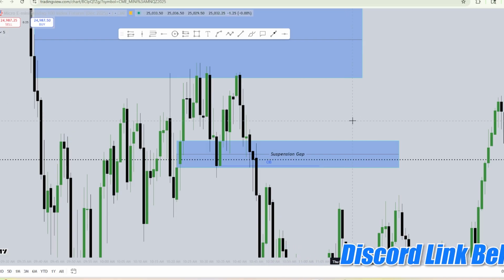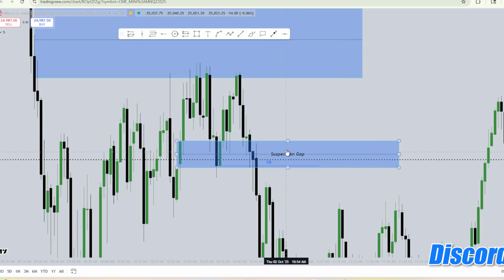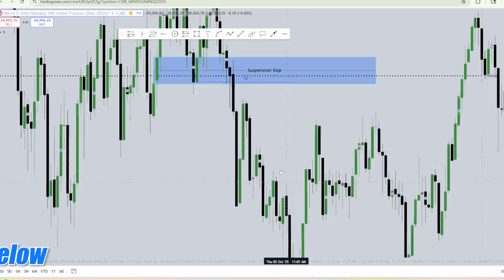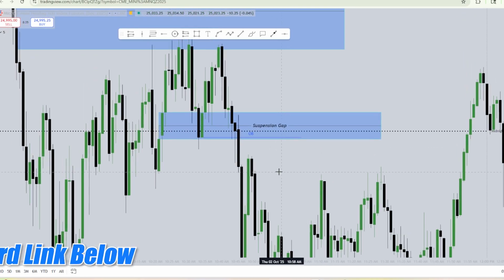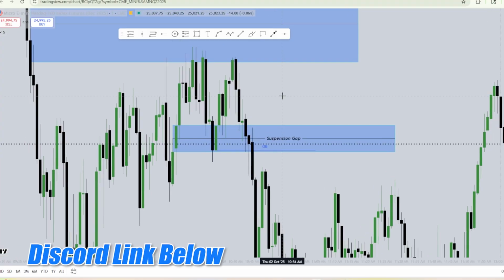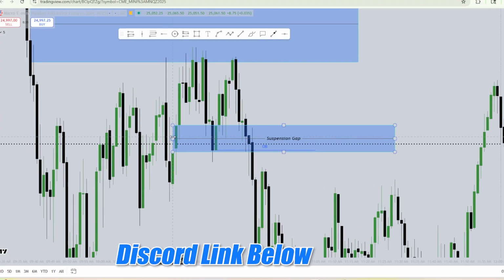And I also have a video coming out next with me using this suspension gap in real time, shorting this position, and then looking for lower prices. So stay tuned for that video. But if you don't know what suspension gaps are, we're going to show you right in real time.